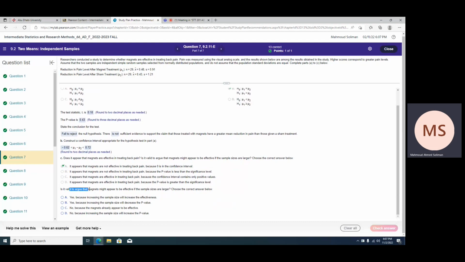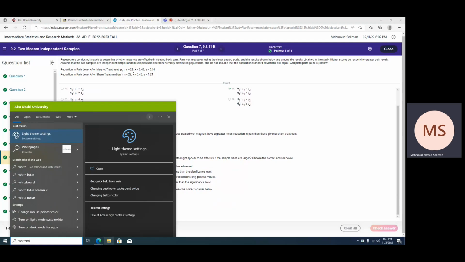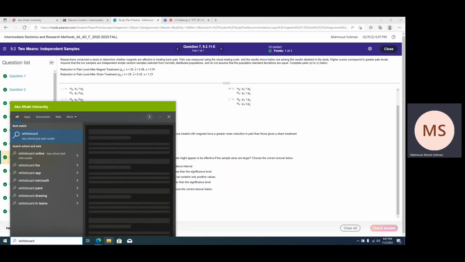Is it valid to argue that magnets might appear to be effective if sample sizes are greater? No, I don't think so.